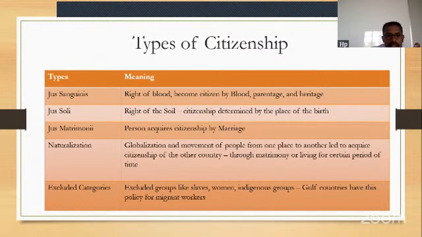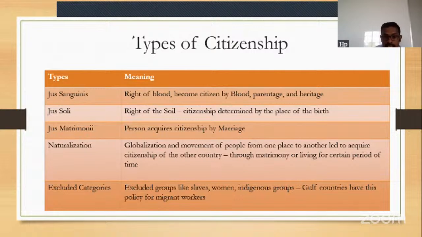The next one is jus matrimonii. We have seen in many movies where people marry a person in a particular country in order to get citizenship. So the person acquires citizenship by marriage. And naturalization is citizenship you get because you live in a particular country for a certain period of time. If you live for 10 years or 15 years, you get the citizenship.